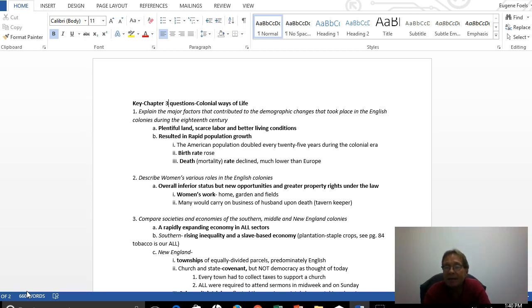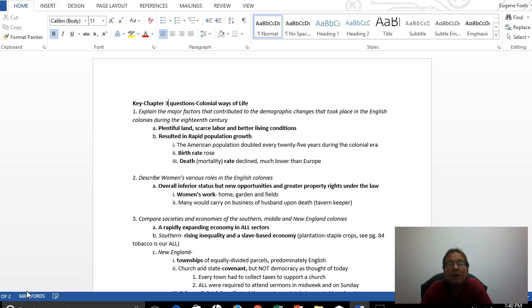And they can assume control of a business if their husband dies. A classic example of that is the tavern business. Many American women will operate taverns. As we'll see, that will become significant during the time of Andrew Jackson.